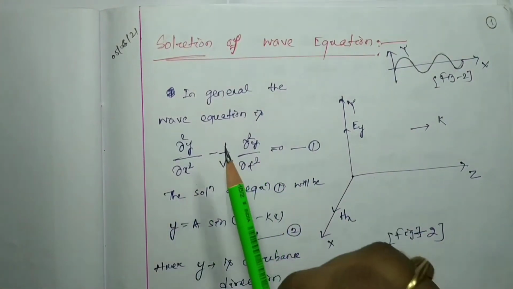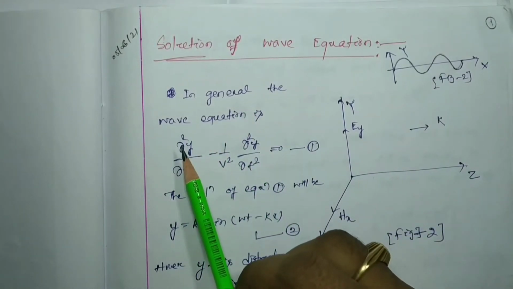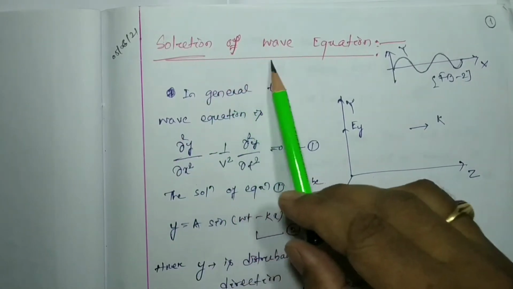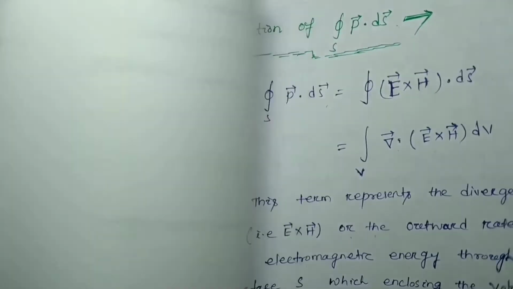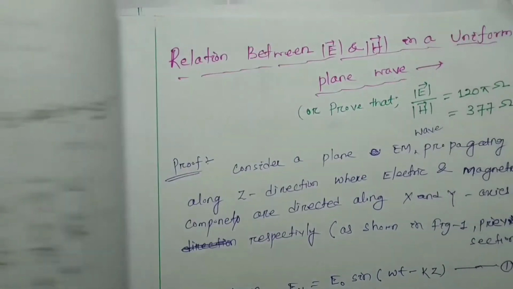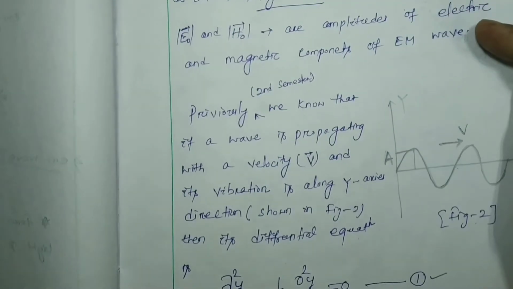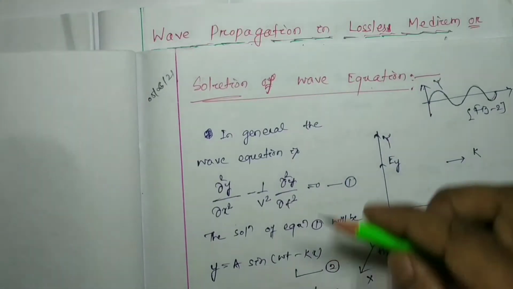Before we start the discussion about this topic, we have to revise the topic we discussed in our previous class, that is the solution of wave equation. Before the Poynting theorem we discussed it; you can check your notes. Plane waves in dielectric medium, this is the differential equation, and the solution is this one. Same thing I have written.